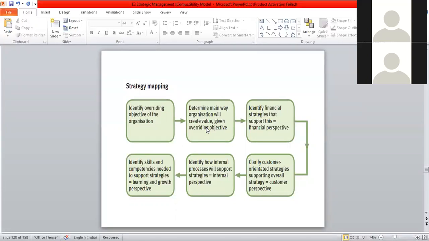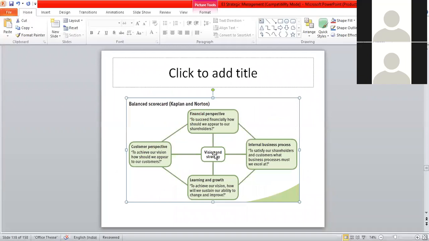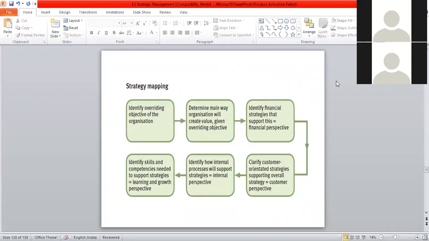Then clarify customer-oriented strategies. That's the second perspective. So identify what the customer-oriented focus is, and then focus on that. Clarify customer-oriented strategies supporting the overall strategy. Whatever the focus area, it should be towards the achievement of the organization's vision and strategy. So how does the customer perspective help in achieving the strategy of the organization?